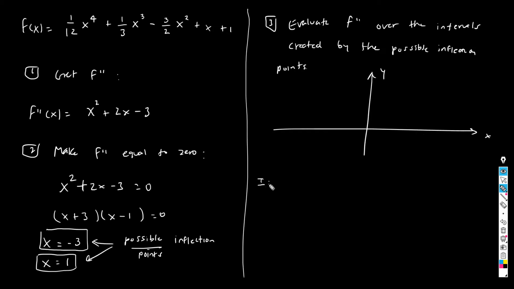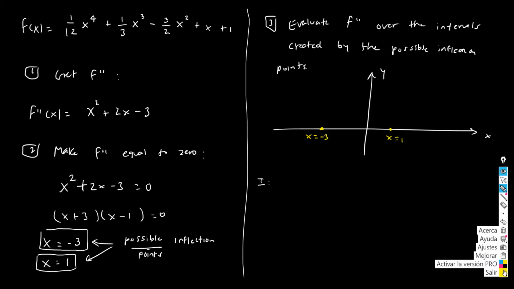Okay, my first interval. Well, let me locate my possible inflection points over my x-axis. It's gonna be minus 3 first, and 1 should be over here, more or less. X equals minus 3 and x equals 1. And then we have three intervals, right? From minus infinity to minus 3, then the second interval from minus 3 to 1, and the third interval from 1 to infinity.